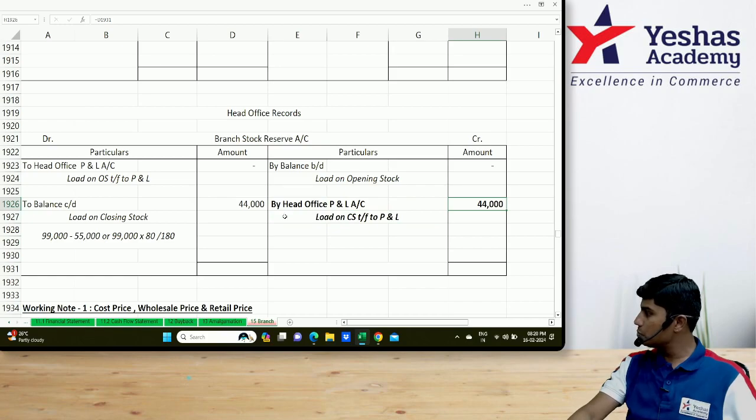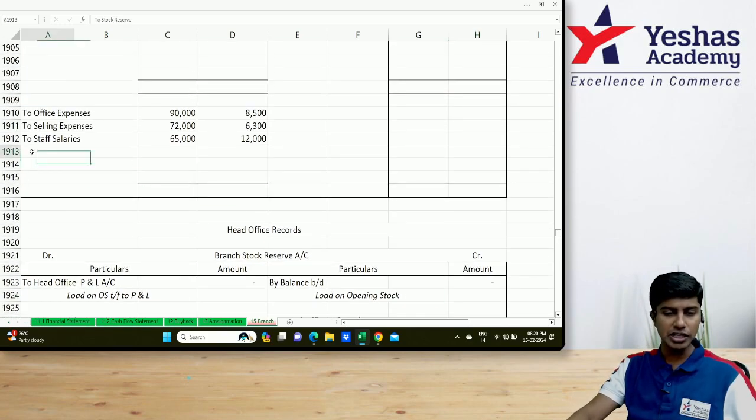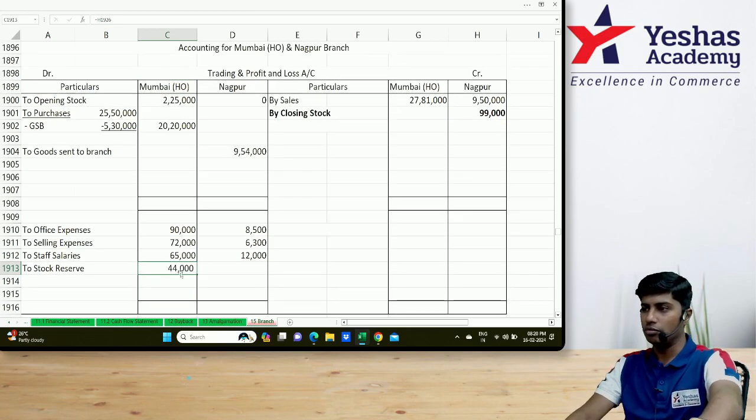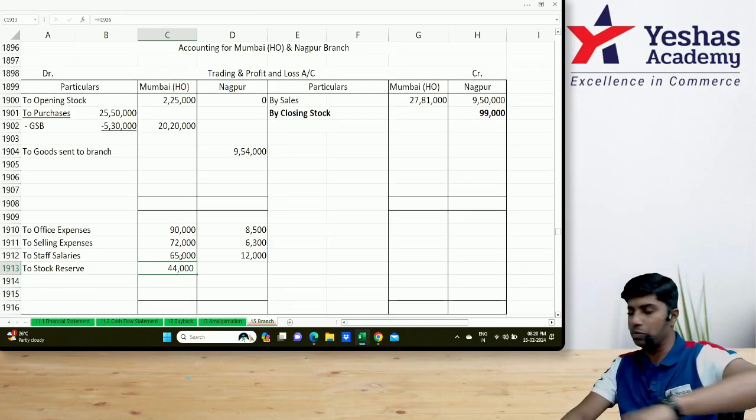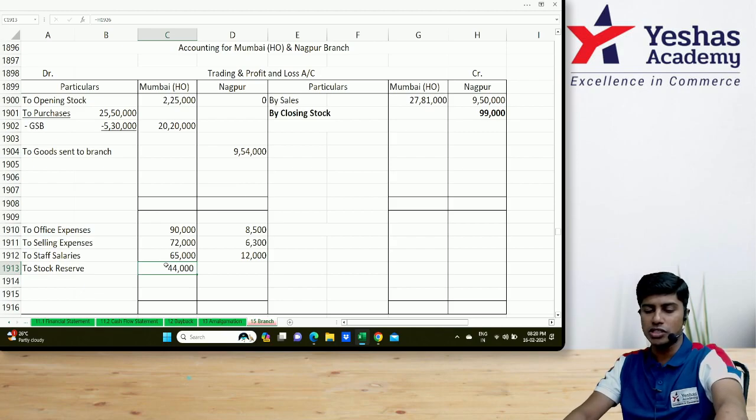I'll write by head office P&L here. In head office P&L, I'll write on the debit side stock reserve 44. Previously, we used to write in the branch column, meaning we used to affect it to branch P&L. Now we're affecting it to head office P&L. So the stock reserve has come in the 44,000 head office column.